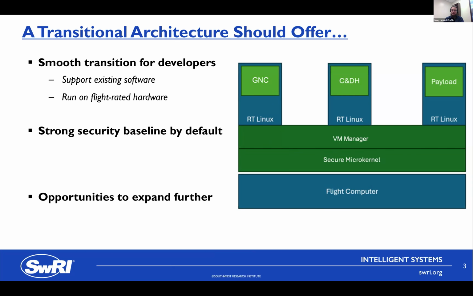So a transitional security architecture should provide a smooth transition for developers. We wanted to build an architecture that could support existing flight software and run on flight-rated hardware. So rather than having to build a brand new set of hardware from scratch or write a brand new set of software from scratch, we wanted something that could use these existing tools that our developers are familiar with, and also provides a strong security baseline by default, with some opportunities to expand it further.